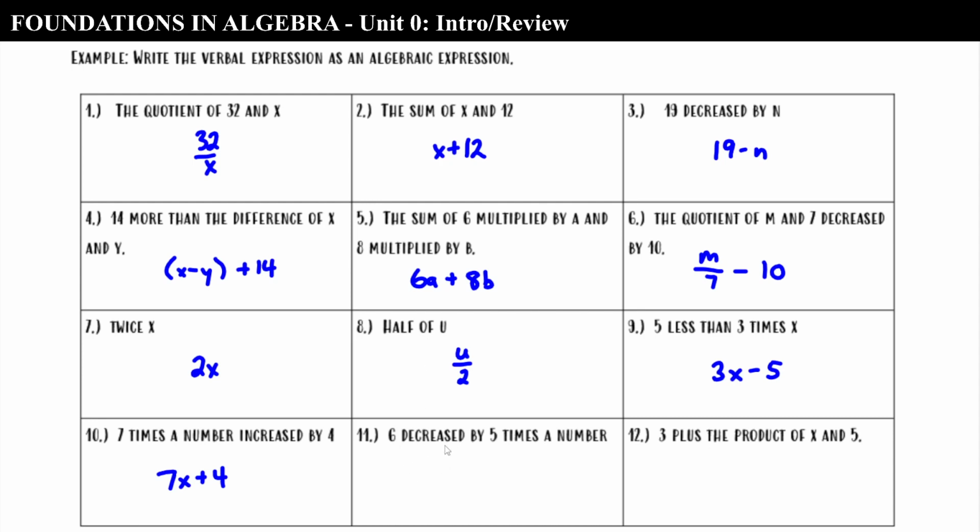All right, 6 decreased by 5 times a number. So we're going to do 6 and decrease it by 5 times a number, so 5 times x. And then 3 plus the product of x and 5. So 3 plus the product of x and 5 is 5x.